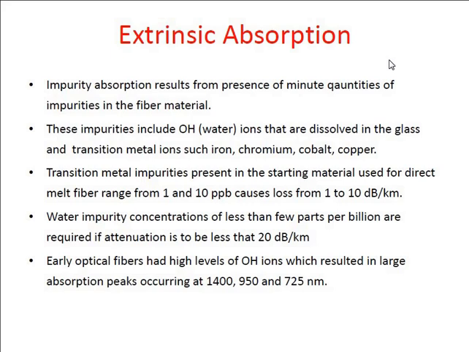So what are the impurities? There are the transition metal impurities as well as the OH ions. OH ions are the water ions. Okay. So intrinsic absorption occurs in the pure state. Here it occurs due to the transition metal impurities as well as the OH ions, that is the water ions. So what are these transition metal impurities? That is iron, cobalt, chromium, nickel, copper. These are the metal impurities.